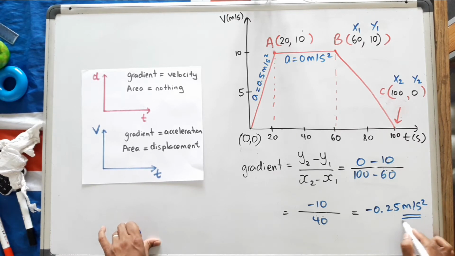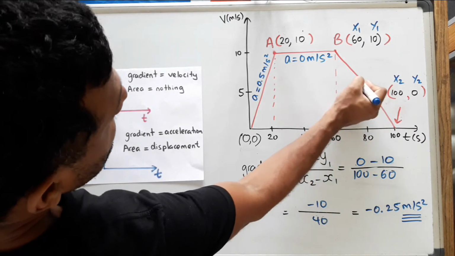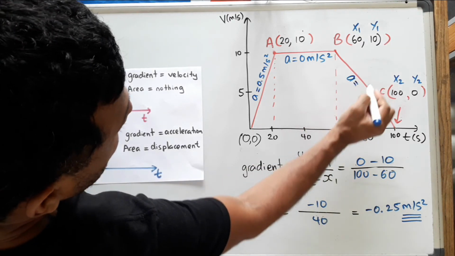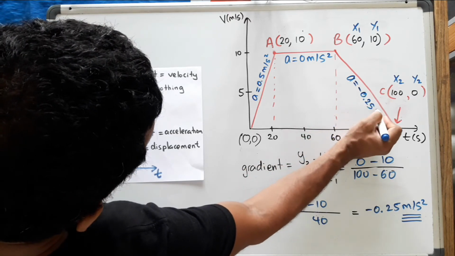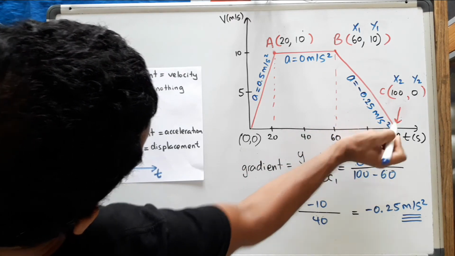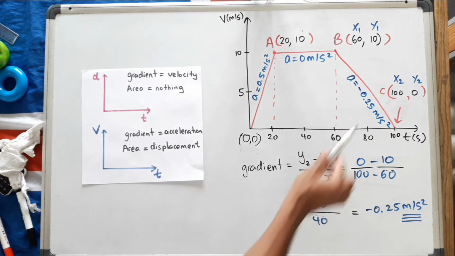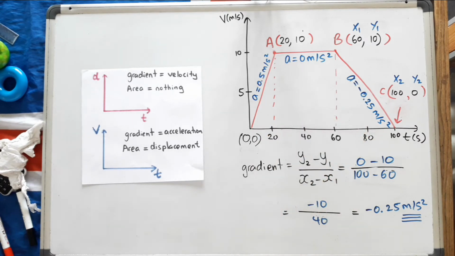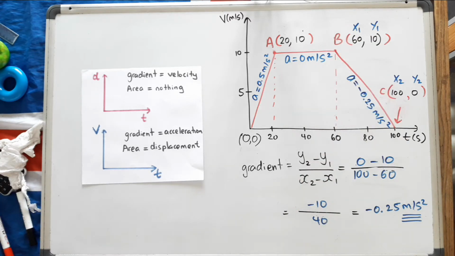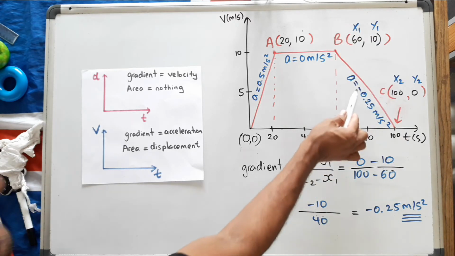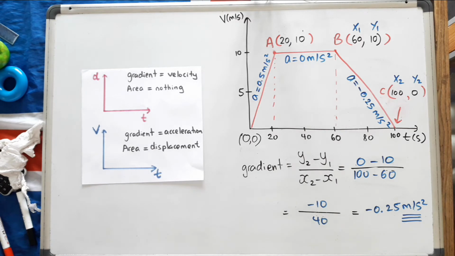Remember, acceleration is measured in meters per second squared. So I'm going to write it here. The acceleration here is negative 0.25 meters per second squared. Whenever you see a negative acceleration, that means it's a deceleration. It's causing the object to actually slow down. Okay, so that's how you interpret a negative acceleration. All right, so that was pretty simple.